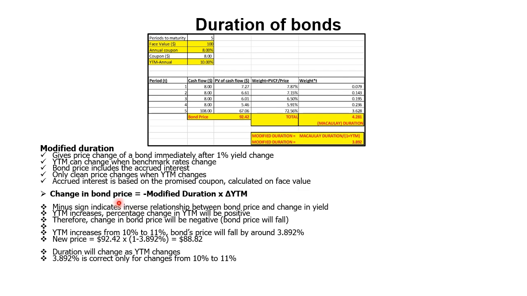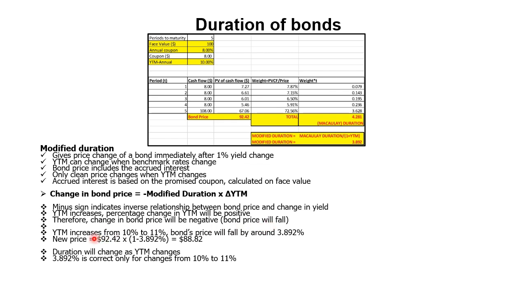The change in the bond price is equal to minus modified duration into the change in the yield to maturity. The minus sign indicates the inverse relationship between the bond price and the change in yield. For example, if the YTM increases, the percentage change in the YTM will be a positive number. Therefore, the change in the bond price will be negative. That is, the bond price will fall, and vice versa.